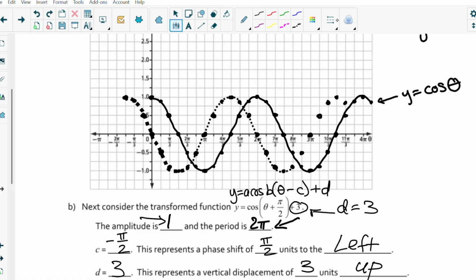Okay, and then let me just draw that in. Okay. Whew. So this one is y equals cosine of theta. This one is y equals cosine of theta plus pi over 2. So I shifted it to the left by pi over 2.